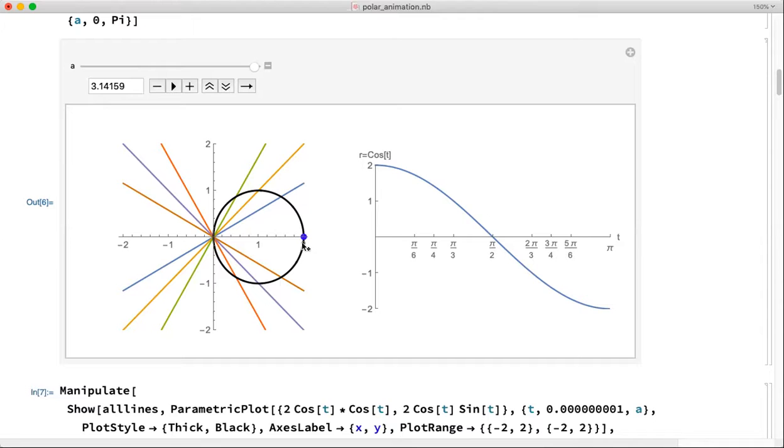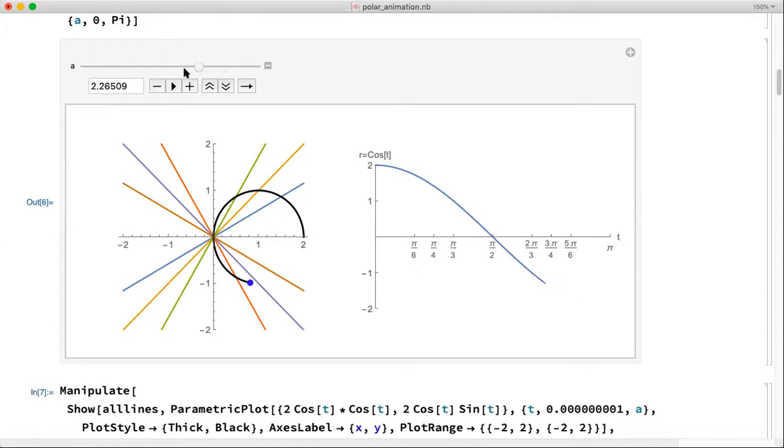What's going on? Well, it's why I want these side-by-side pictures. Look, in the second quadrant, the radius, cosine theta, is negative, right? The radius has negative values starting at pi over 2. Well, when we have negative radii, we quote unquote go the other way.